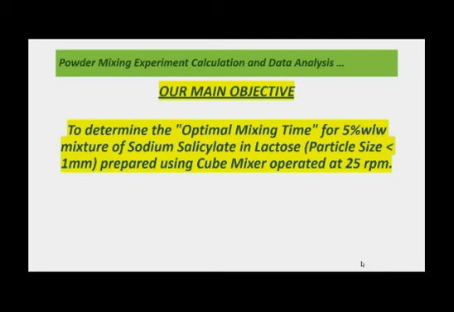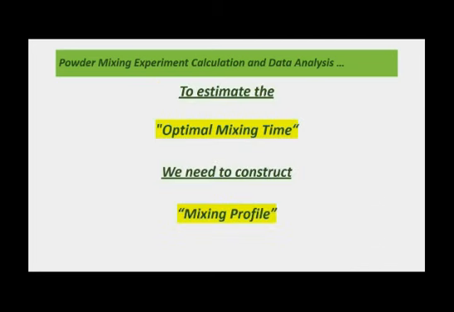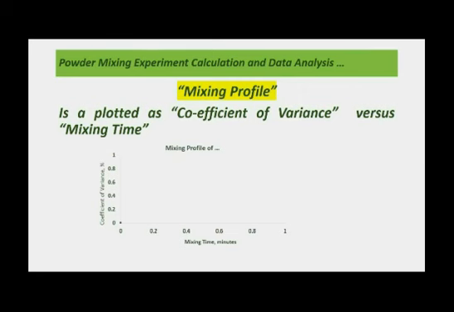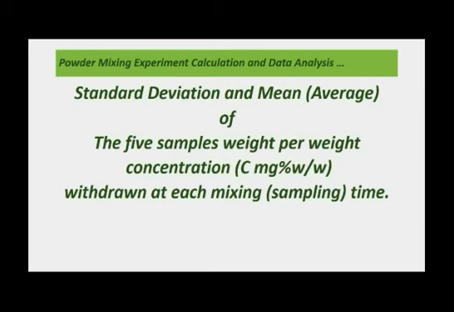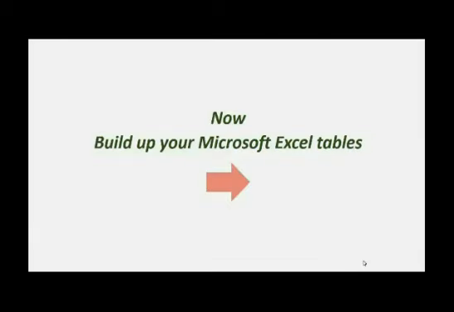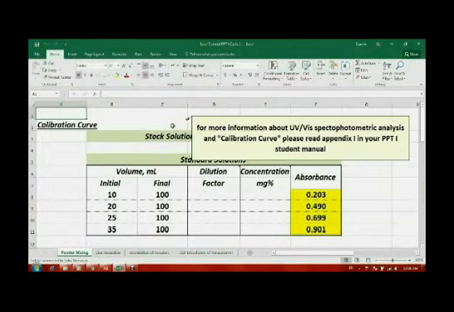operated at 25 rpm. To estimate the optimal mixing time, we need to construct a mixing profile. Mixing profile is a plot between the coefficient of variation versus mixing time with suitable time units. Coefficient of variation is also known as relative standard deviation, which is equal to the standard deviation divided by the mean times 100%. Then we will need to do what? To calculate the mean and the standard deviation of each 5 samples at each time.